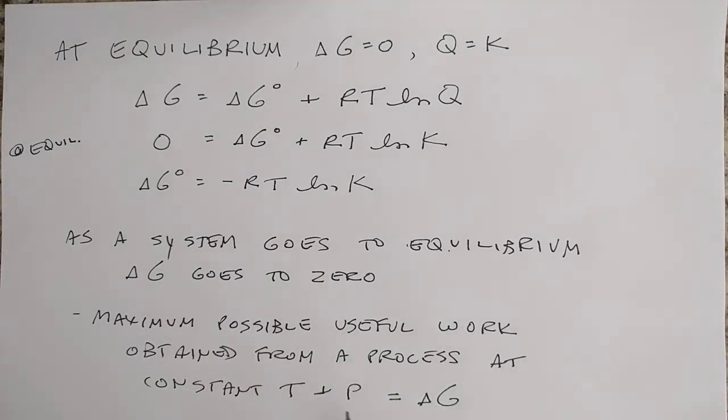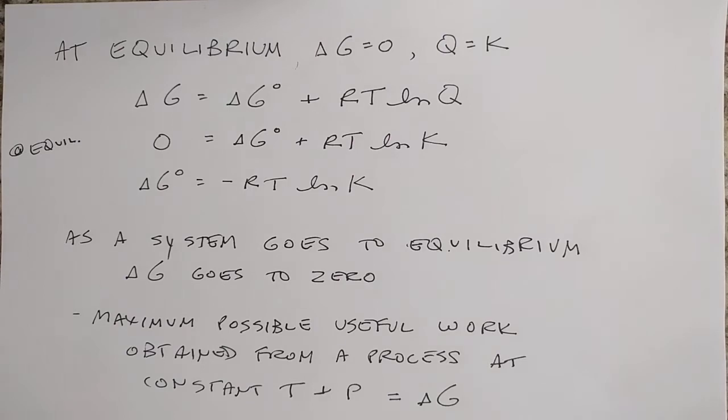So if we're at equilibrium, our delta G is 0, and we're not going to get any useful work. But if we are not at equilibrium, as the process goes to equilibrium, then we're going to get work out of that system. And we're going to see how that operates when we do electrochemistry.